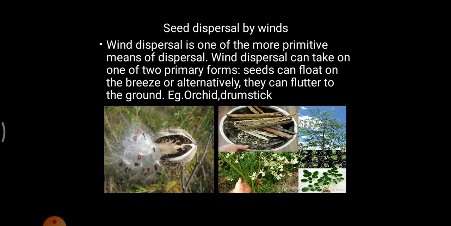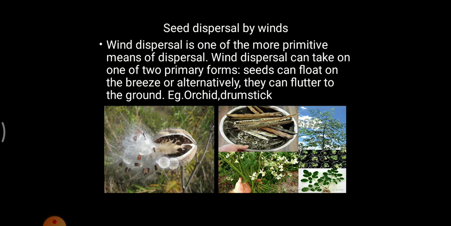First we will see how seed dispersal can take place by wind. Wind is one of the most primitive means of seed dispersal. Here wind plays a very vital role.